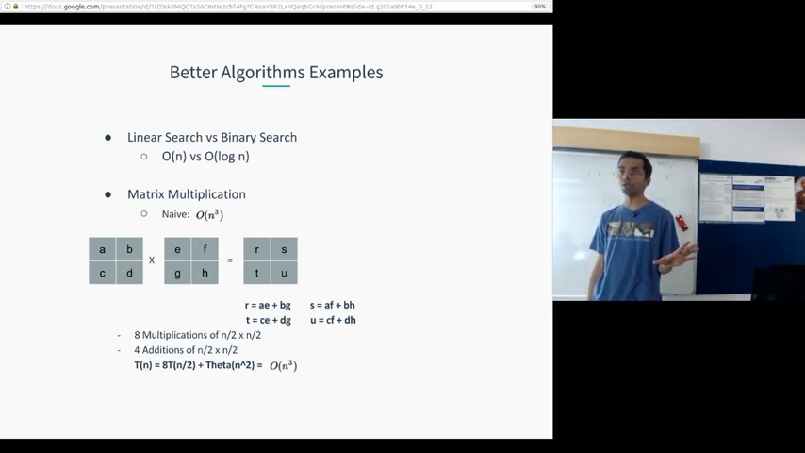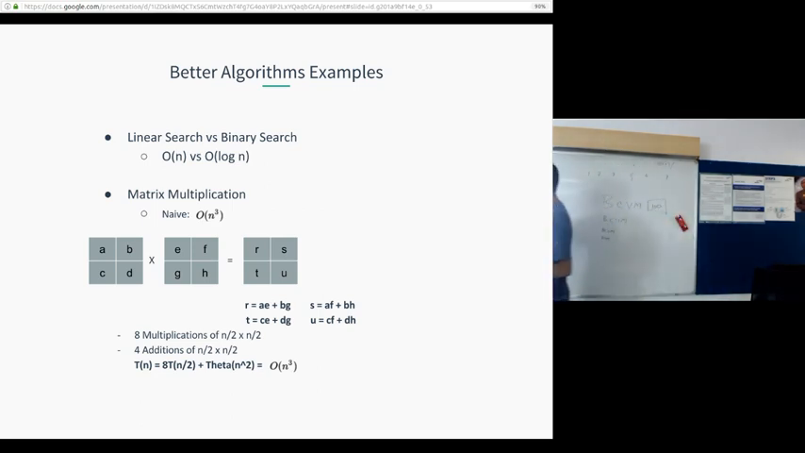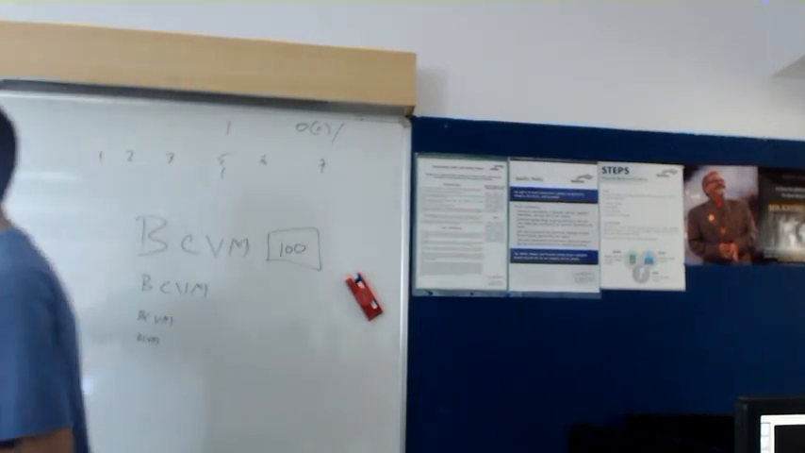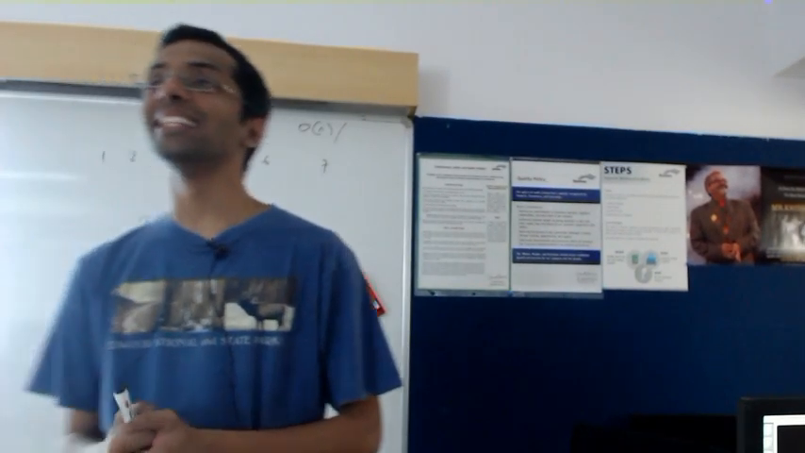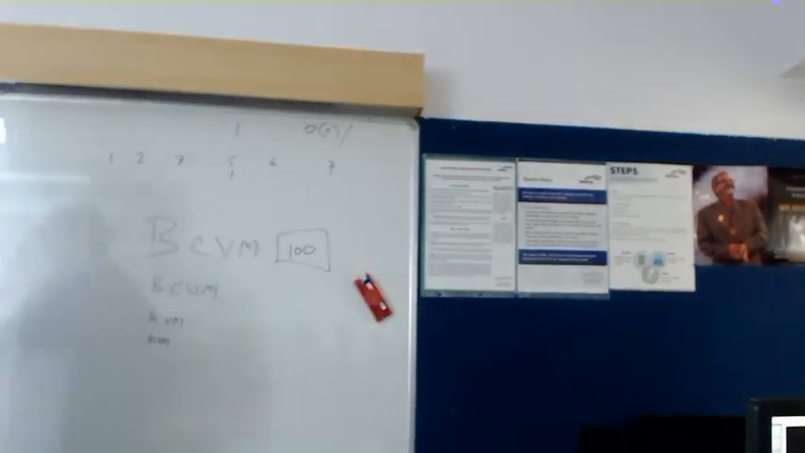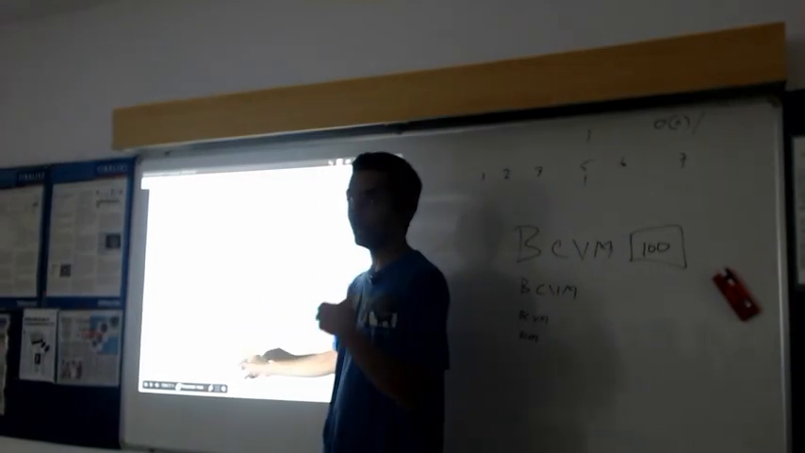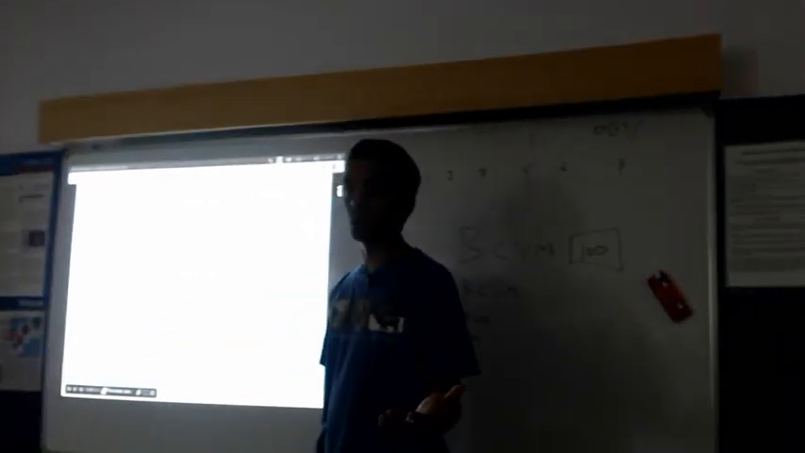Is that clear to everyone? If you have questions, you can ask now, because I'm going to use this for the next slide also. Is it clear? Okay. So how many multiplications do we have here, in those four equations R, S, T, and U? 8 multiplications. Oh, I think I've written the answer there. And how many additions? 4. Right. So essentially what you're doing is 8 multiplications of n by 2 by n by 2 matrices, and 8 additions of n by 2 by n by 2 matrices, right?